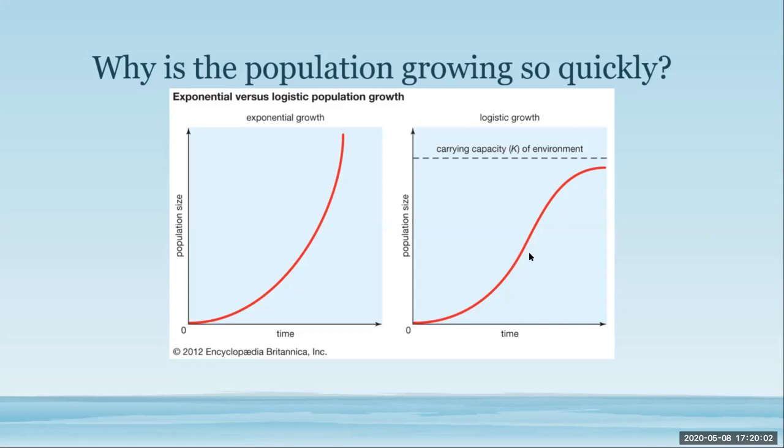And where exactly are feral cats in this? Well, they would be still in the exponential phase because they don't necessarily have a scarcity of resources. As a matter of fact, there's a lot of food and a lot of shelter provided to them. So they're not really threatened that much by that carrying capacity yet.